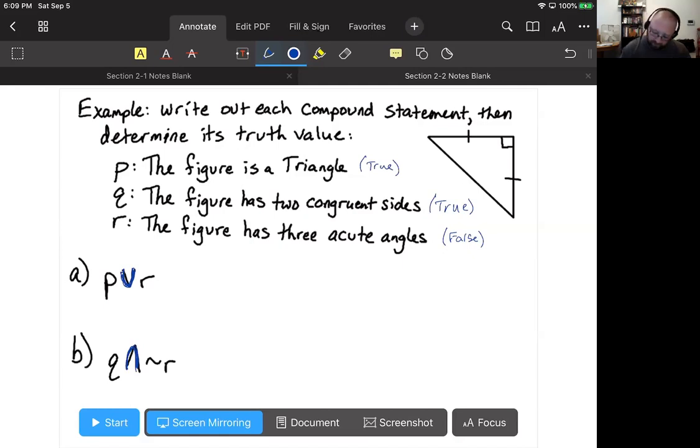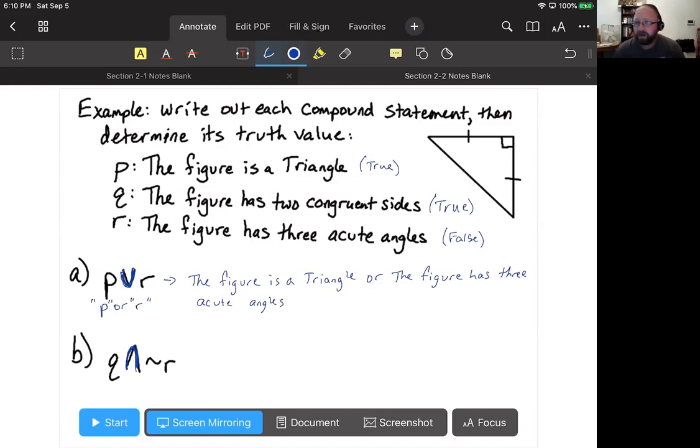So this says P or R. We would write that out: the figure is a triangle. Then we just put in the word "or," and then we write out statement R: the figure has three acute angles. That is the first answer because we've written out the compound statement.